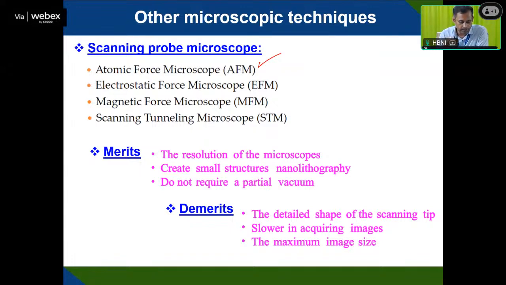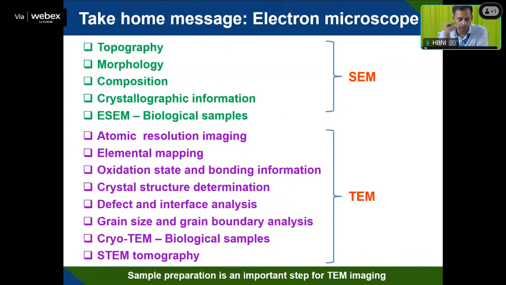Today I mainly discussed two techniques, the scanning electron microscope and the transmission electron microscope. These two microscopes are used for imaging of your sample. SEM is used for topography, surface morphology, composition analysis, or even crystallographic information. For a biological sample, you have to go for ESEM, environmental SEM.